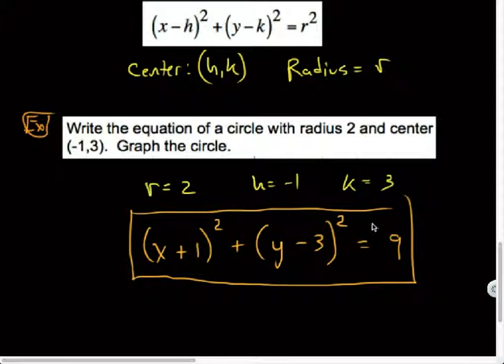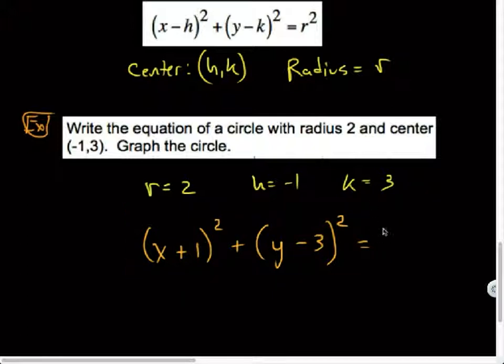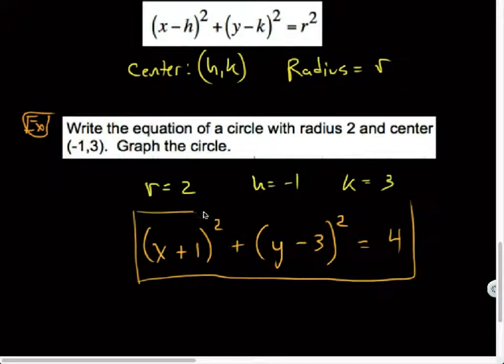What's up? Oh, blast. You got me. Yeah. I even labeled it, but I wasn't that good, so the radius is 4. Bam. Good save there, friendly friend.